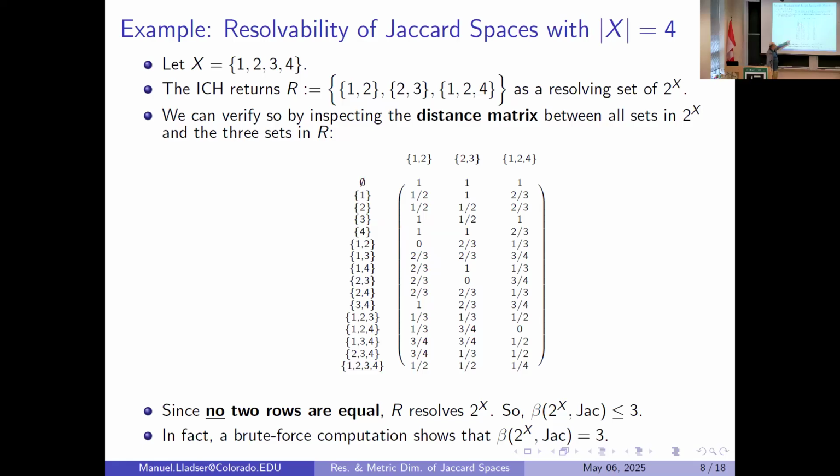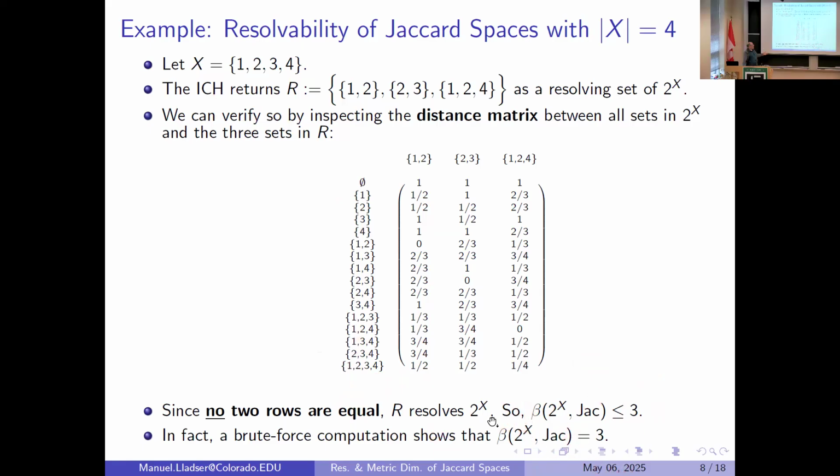Meaning, for instance, the set {3, 4} is the only set at Jaccard distance 1 from {1, 2}, Jaccard distance 2/3 from {2, 3}, and Jaccard distance 3/4 from {1, 4}. No other set is at those distances from those three landmarks. So because three landmarks suffice to resolve, the metric dimension is less than or equal to 3. But in this small case, you can look exhaustively at all resolving sets or pseudo-resolving sets with two landmarks, and you will see that there is always a collision. So that being said, the metric dimension has to be exactly 3 in this case.